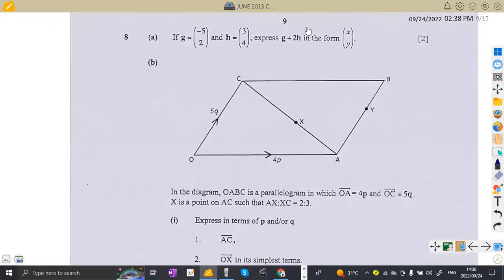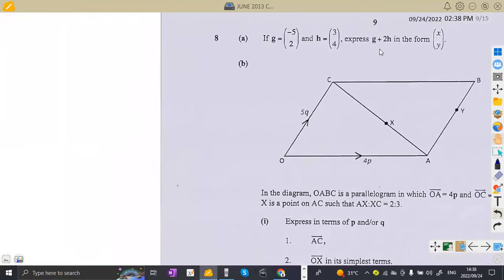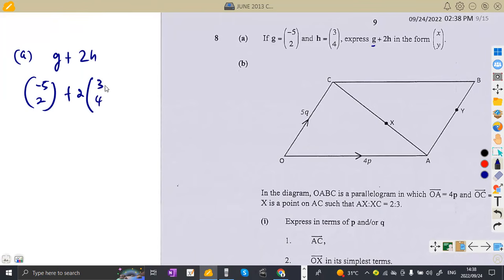Okay, anyways, on number 8, we are now given: if G is equivalent to (-5, 2) and H is equivalent to (3, 4), express G plus 2H in that format. Okay, so what does this part mean? Actually, this is just substitution. Your G here is (-5, 2), so it's (-5, 2) plus 2H. So your H in this case is (3, 4). So it's just (3, 4) here.